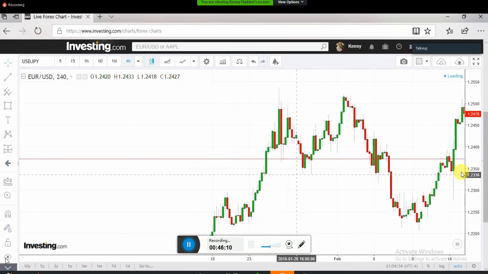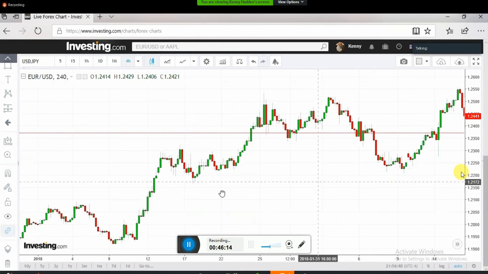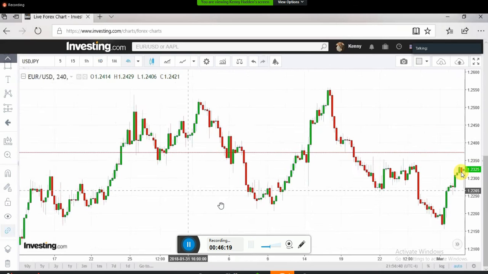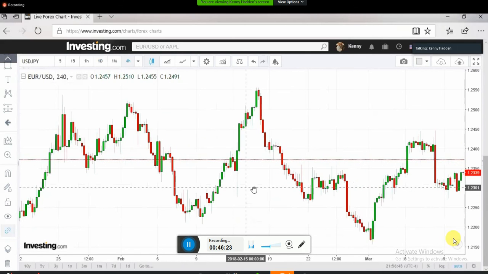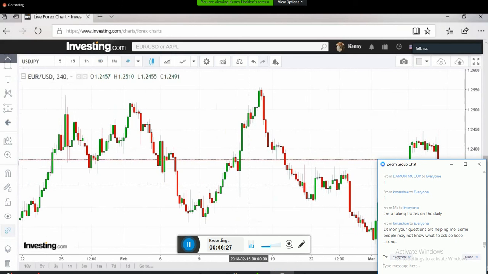I'm going to clear the screen. And we are getting a little low on time. Just a little bit. So on the 4-hour chart, basically what I'm going to do is look for the same thing.